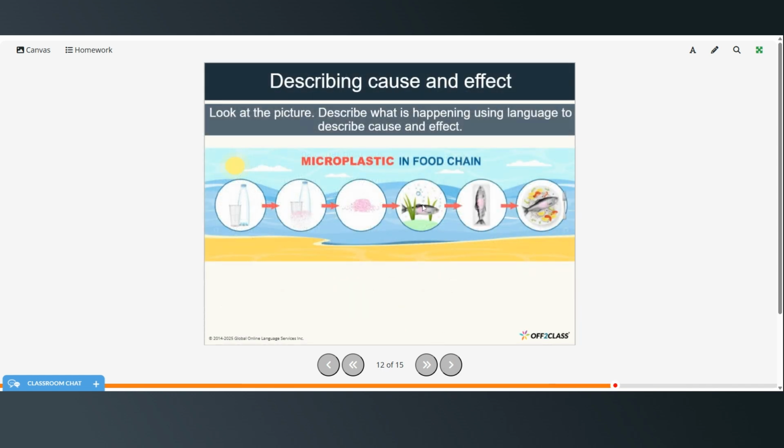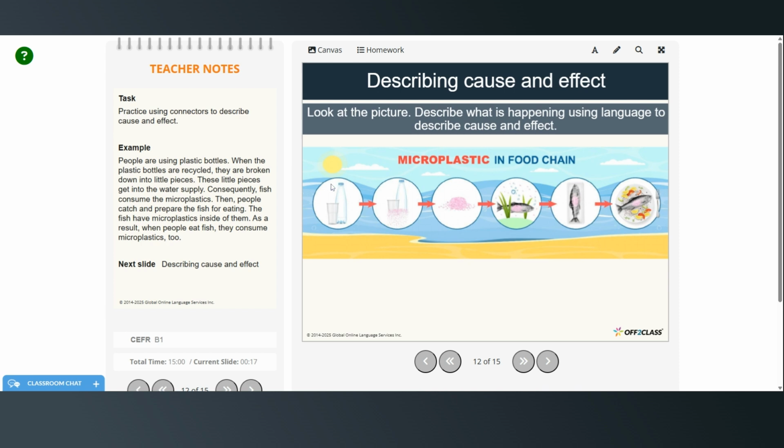All right, so now look at the picture and see if you can describe what is happening using the language to describe cause and effect. So here people are using plastic bottles. When the plastic bottles are recycled, they are broken down into little pieces. These little pieces get into the water supply. Consequently, fish consume the microplastics. Then people catch and prepare the fish for eating. The fish have microplastics inside of them. As a result, when people eat fish, they consume microplastics too.